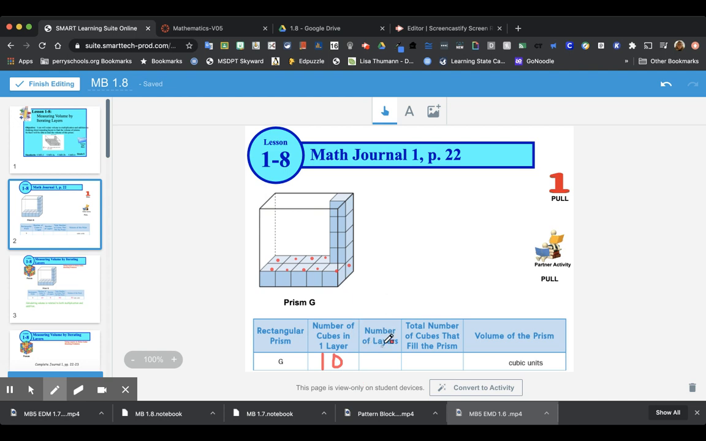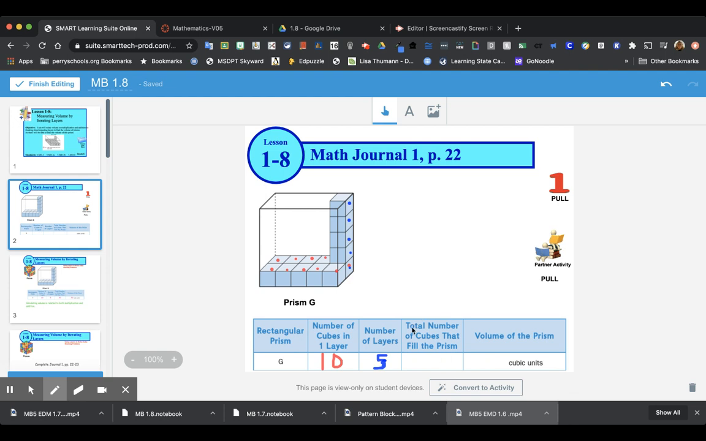Now it asks us how many layers. It's actually asking us how tall this prism is. So I'm going to count, and I'll change the color so we can see the difference. I've got 1, 2, 3, 4, 5 layers total. We have to count that first layer as part of our total, okay? Because we see there's 1, 2, 3, 4, 5.